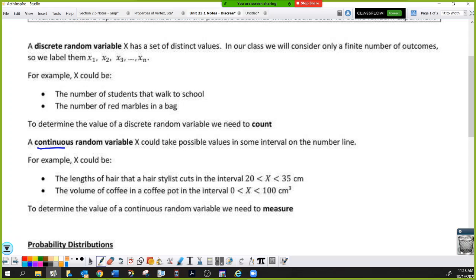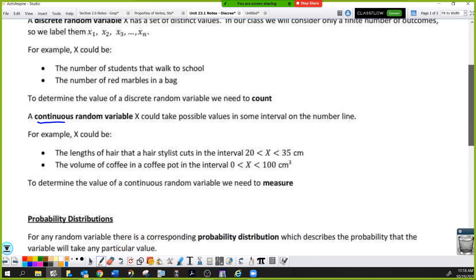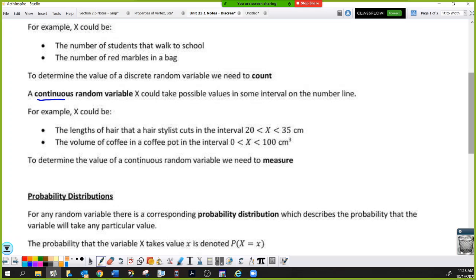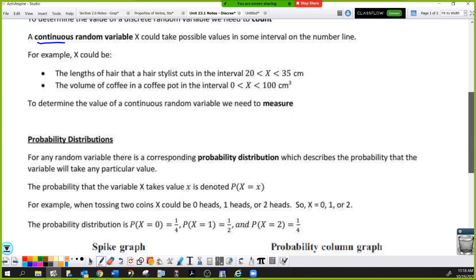Because the probability that your foot and someone else's foot are 100% exactly the same length is very small. So if it can be counted, discrete. If it's measured, continuous. That's what it says. Determine the value of a discrete random variable, count. Determine the value of a continuous random variable, measure. There we go.